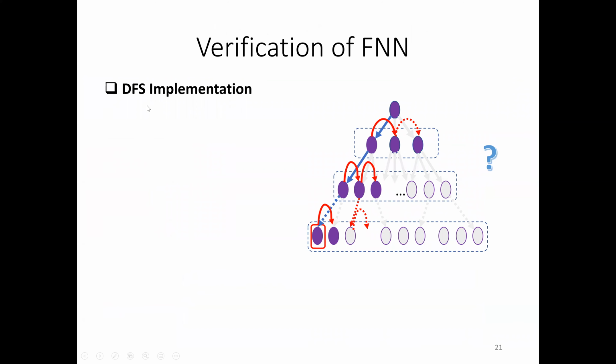Okay, so how do we implement Depth-First-Search? When you want to implement Depth-First-Search, the first question we need to answer is how we're going to store the reachable set over layers, right? You need to somehow store the reachable set over layers, compute the reachable set until the last layer, and then verify. Okay.